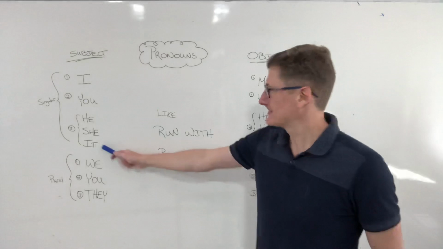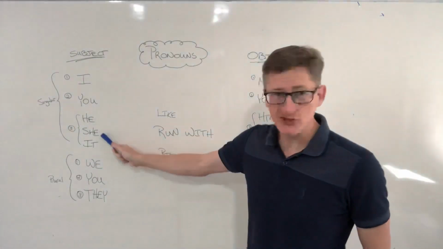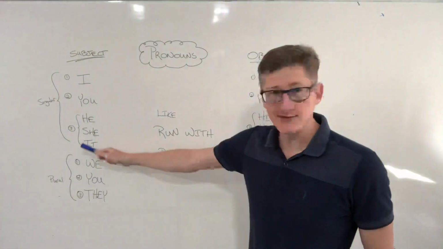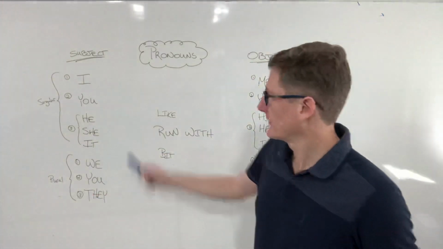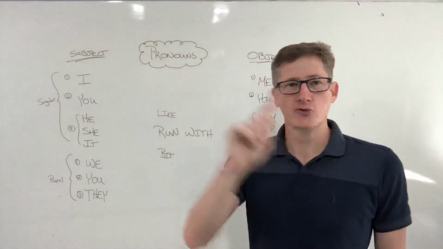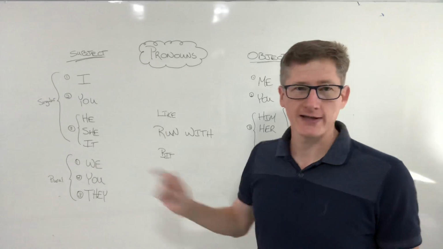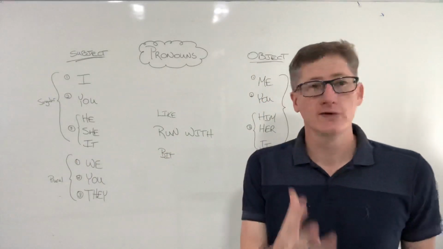All right? So, that's what these pronouns stand for. He, she, and it. It is a neutral pronoun that we use in English to refer to things and objects. This is singular, just one person. I, you, and he or she or it. The plural is when we have more than one.